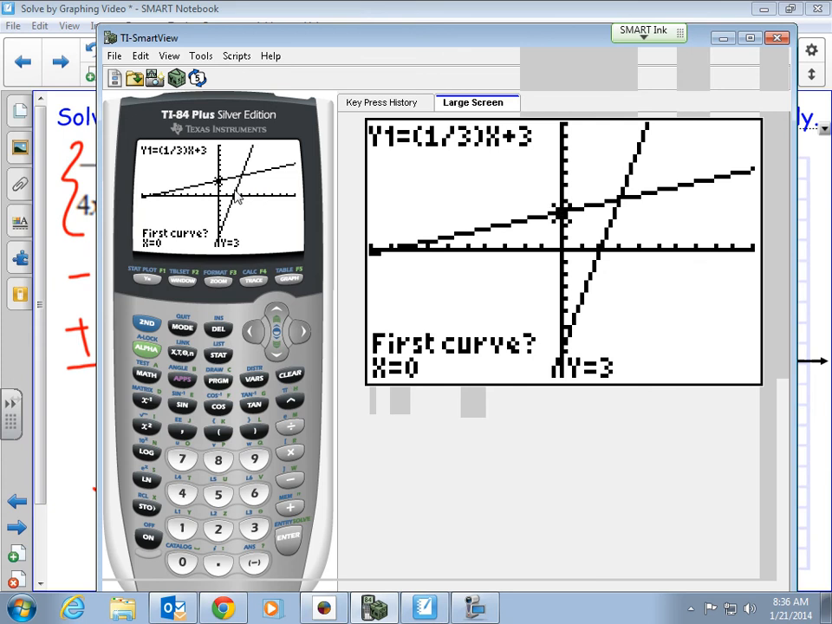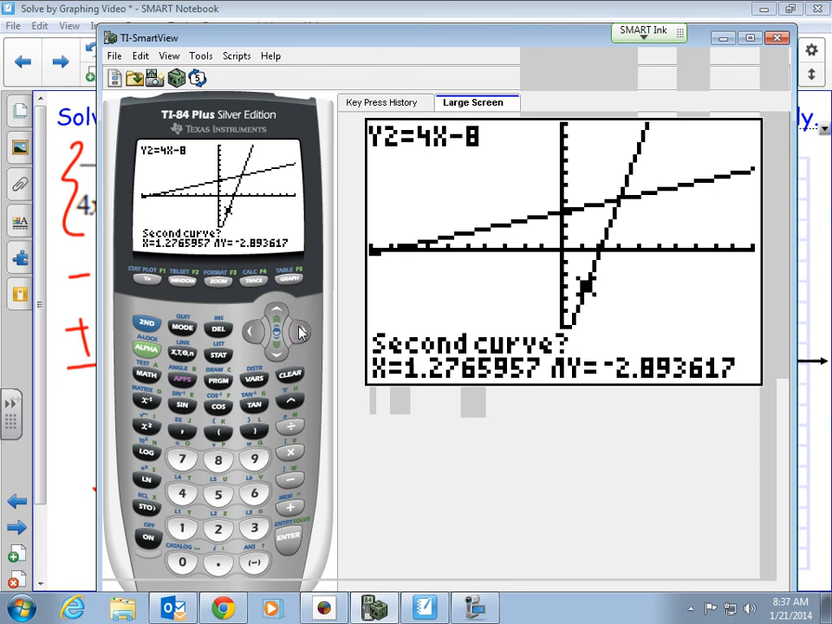So see my blinking turtle right here? It's on this first line. So that's one of the lines I want, so I'm going to press enter. Now, to see my blinking turtle, which is way down here, I'm going to move it using my arrow so you can see it better. Now it's on the second line. I press enter, and now it's telling me to guess. What it means by guess is move the turtle to where the intersection is to give the calculator a good idea of exactly which intersection you're looking for.